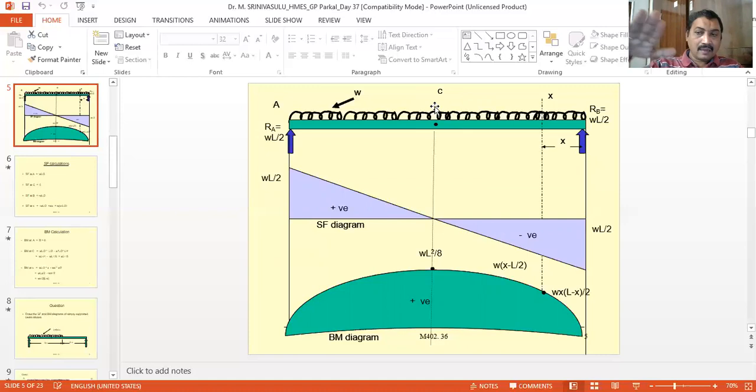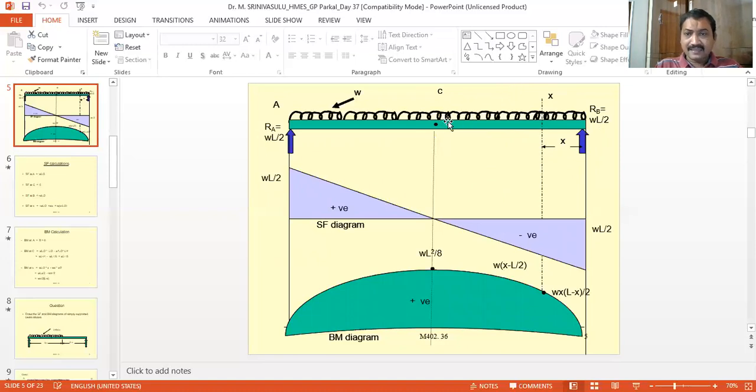So to the right of the section, what are the forces? The first force is WL by 2, and it is acting at a distance of L by 2, because the total distance is L and half of the distance is L by 2. So WL by 2 into L by 2. It is causing an anti-clockwise movement. So this is positive. So plus WL by 2 into L by 2.